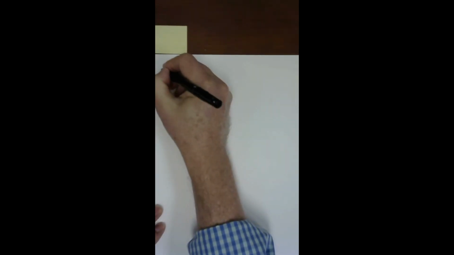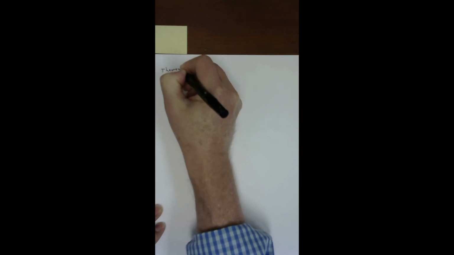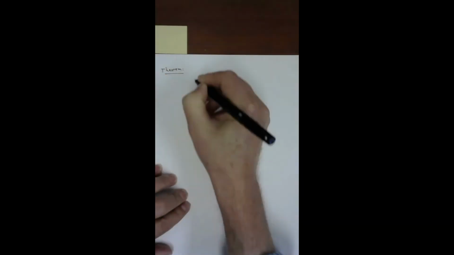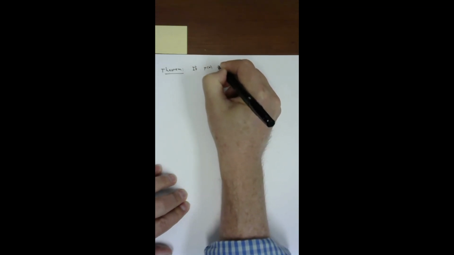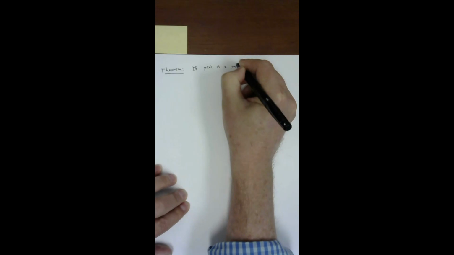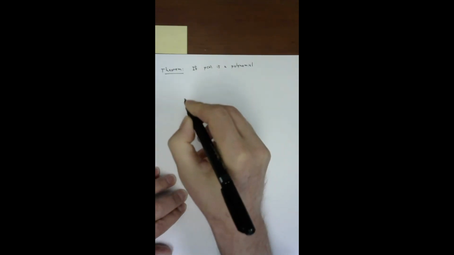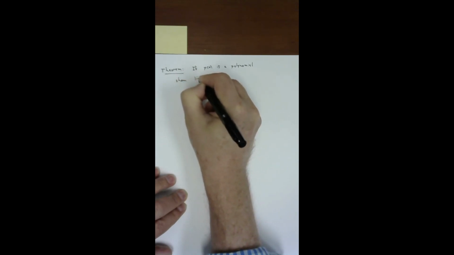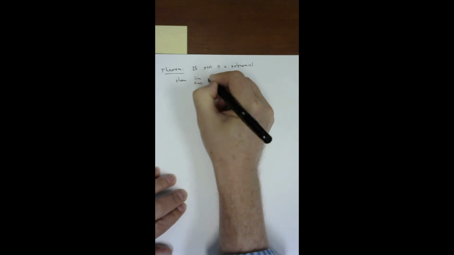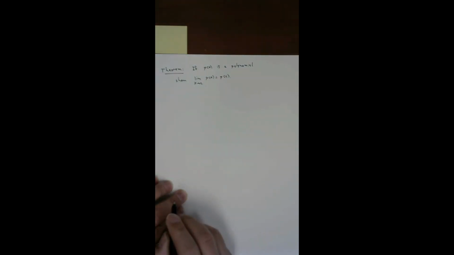that brings us to a theorem. If p of x is a polynomial, then the limit as x goes to c of p of x equals p of c.